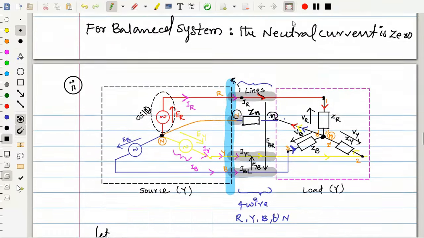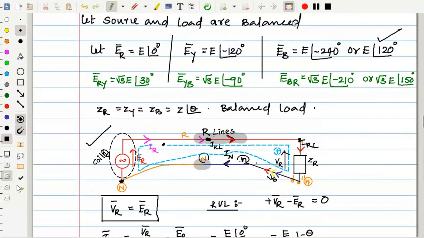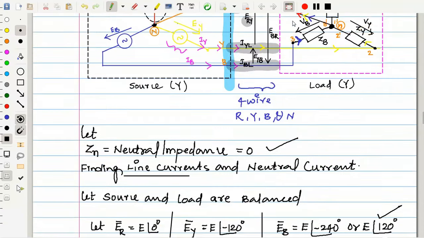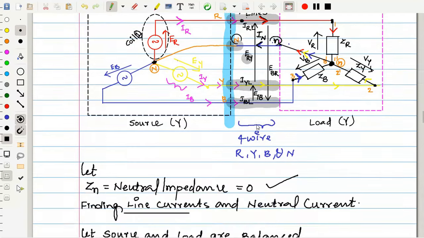In the last session, we had seen some important conclusions about the balanced load and balanced source. In which we considered two cases. One is the four wire system. Case one is neutral impedance is zero. That means in the neutral line there will not be any impedance. In that case, our ultimate aim is to find the line currents, that is IRL, IYL, IBL. These are the line currents. The other objective is to find the neutral current.